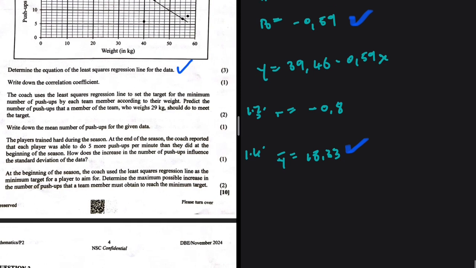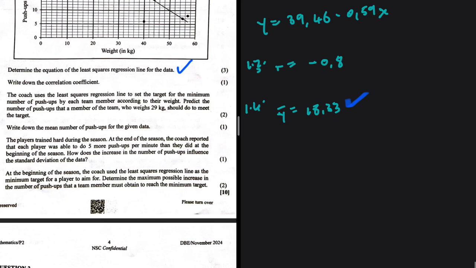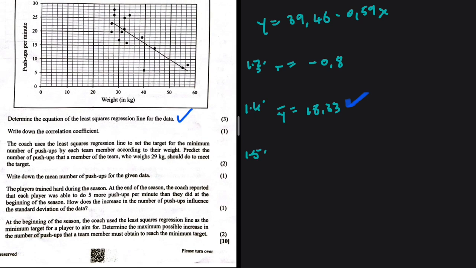The players trained hard during the season. Well, you would like to assume. At the end of the season, the coach reported that each player was able to do 5 more push-ups per minute than they did at the beginning of the last season. How does the increase in the number of push-ups influence the standard deviation of the data? This is just theory, essentially, right? This question does not have anything to do with the question we have at hand. It's just testing to see if you know the theory.